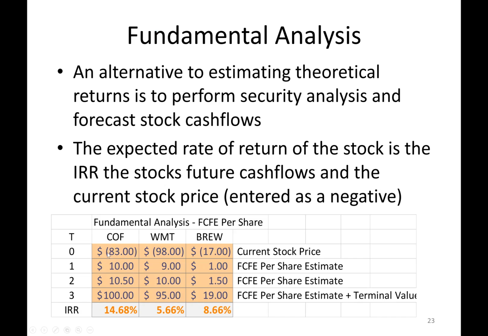We'll say the current price of Capital One is $83, and it has an estimated cash flow of $10, $10.50, and at the end of the three years, you expect it to be worth $100. Walmart, say the current price is $98, and you forecast these cash flows, including a terminal value, the value of the stock at the end of the third year. And for Brew, say the current stock price is $17, and you estimate these per share cash flows.